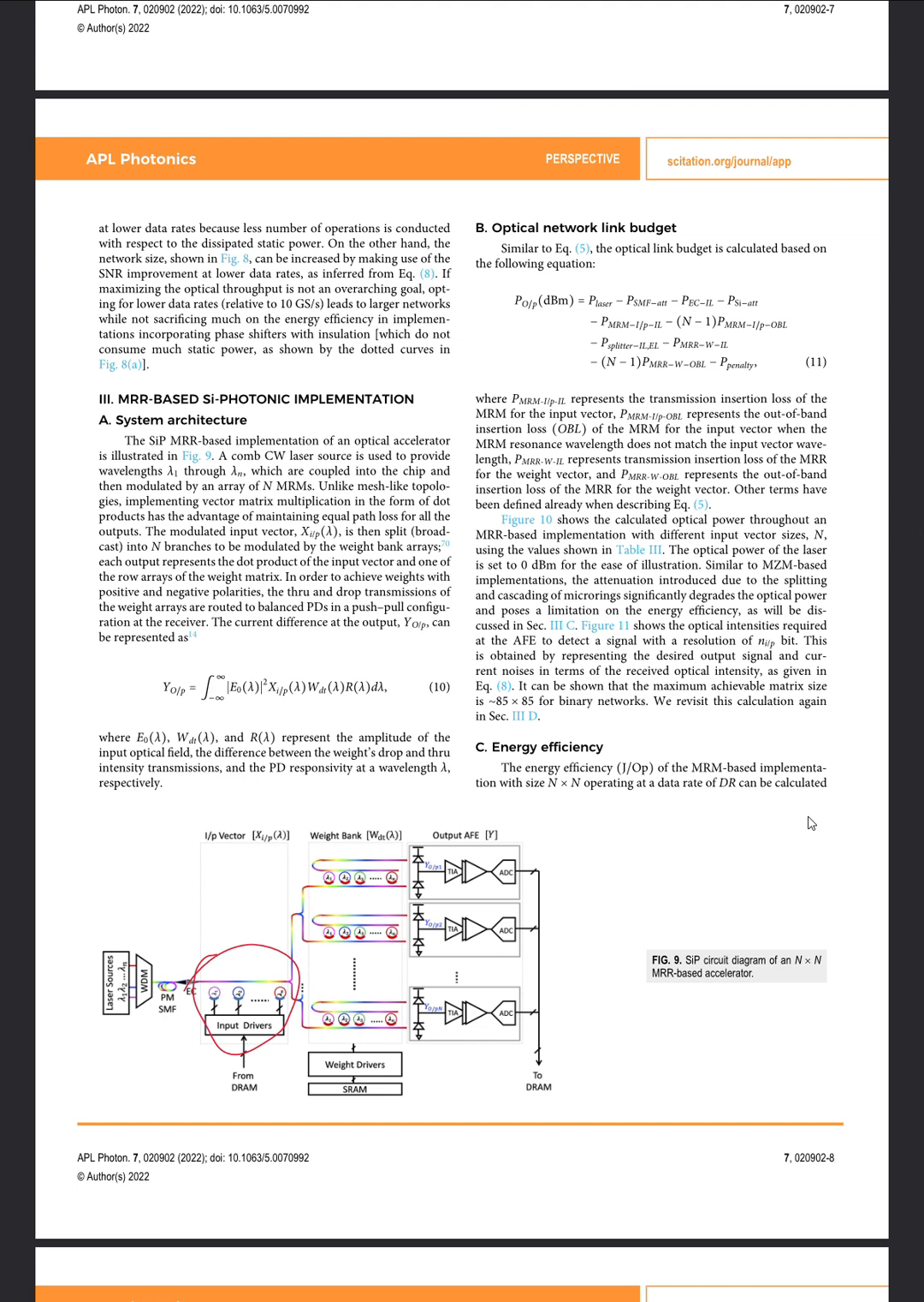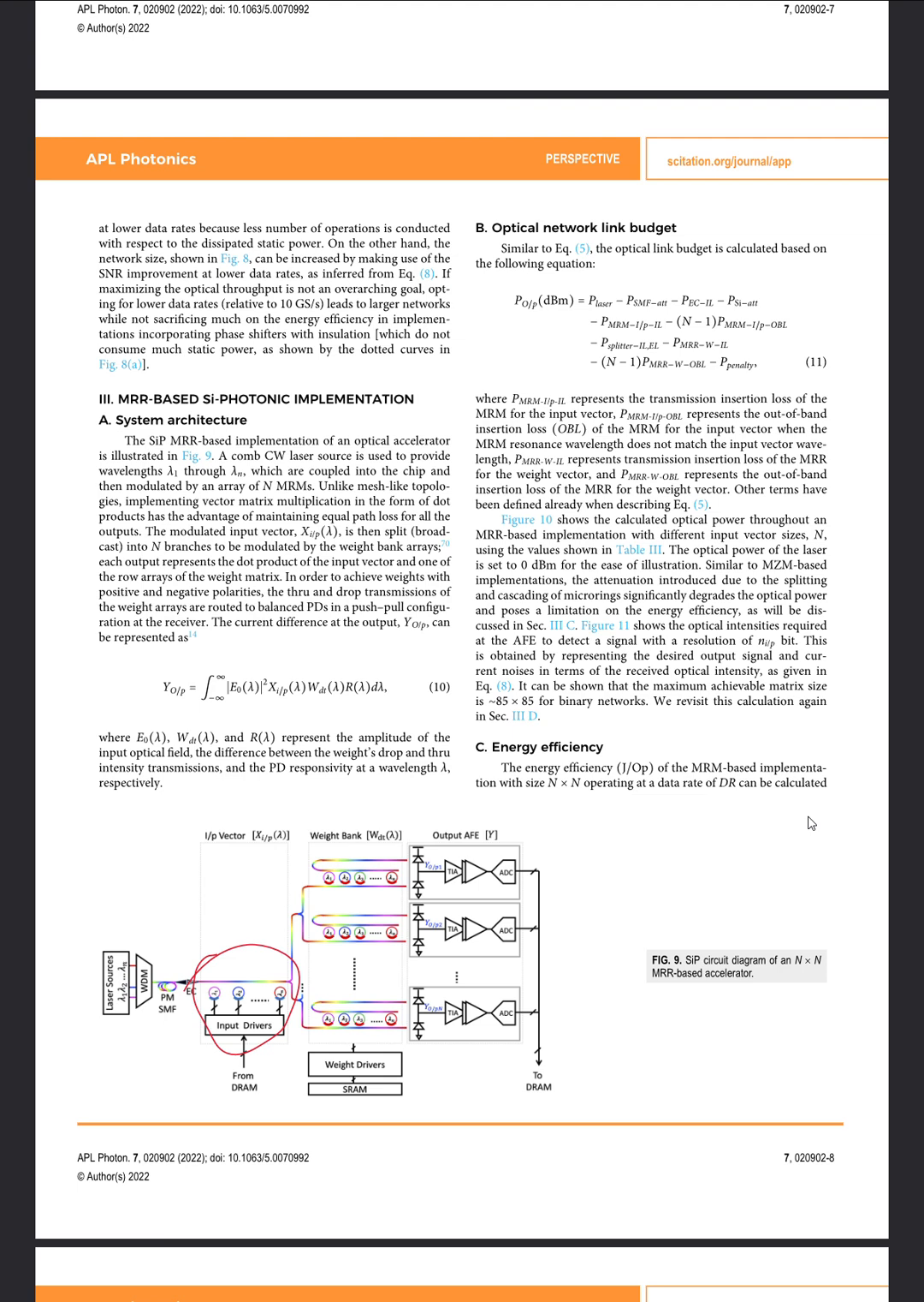Next, moving on to the optical network link budget. This is determined by the transmission insertion loss of the microring modulator for the input vector when resonance doesn't match the input wavelength. It is also determined by the transmission insertion loss of the microring resonator for the weight vector, and the out-of-band microring resonator insertion loss for the weight vector. Attenuation is introduced due to the splitting and cascading of the microrings, which significantly degrades optical power. This leads to a maximum achievable matrix size of around 85 by 85 for binary networks.